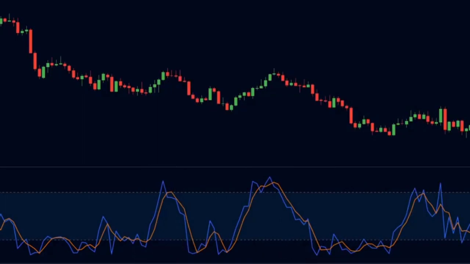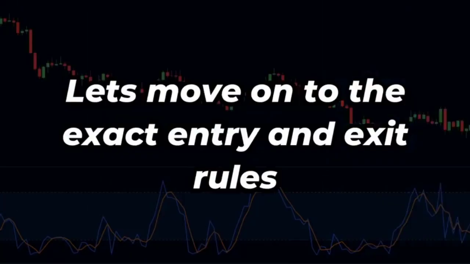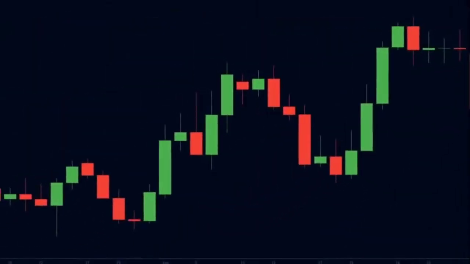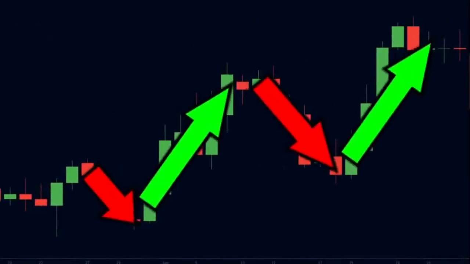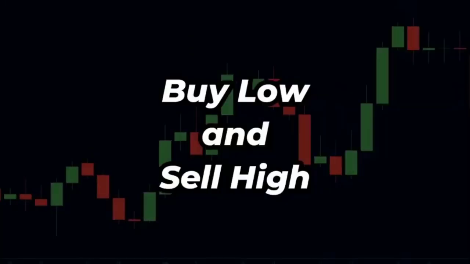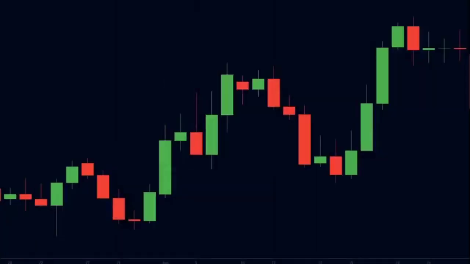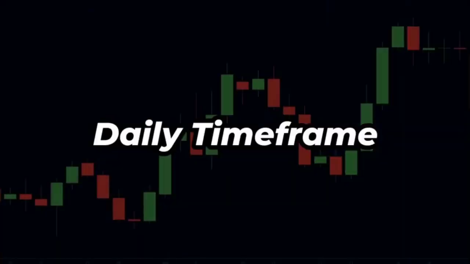Now that we have understood the basic premise of our strategy, let's move on to the exact entry and exit rules. In a swing trading strategy, we are basically looking to capture short-term market swings that last for 3 to 5 days. We simply buy low and sell high in swing trading. Since this is a swing trading strategy, we will use the daily time frame for our analysis.